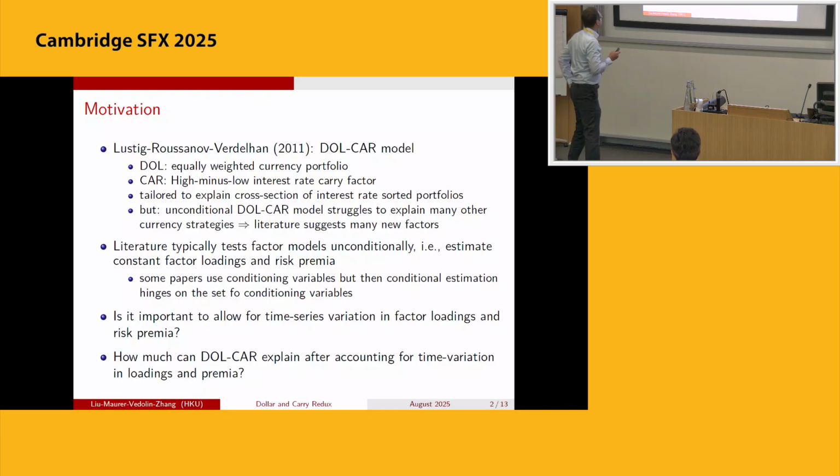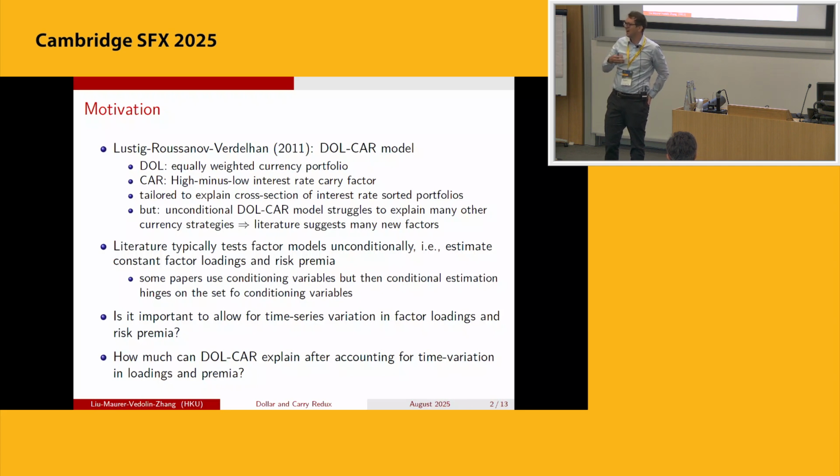Now, we try to look at this again and basically ask the question: if we look at this time series variation in factor loadings and risk premia, can this actually help the dollar and carry two-factor model to price the cross-section better, yes or no? And of course, the answer is that we find you can go quite far if you do that.